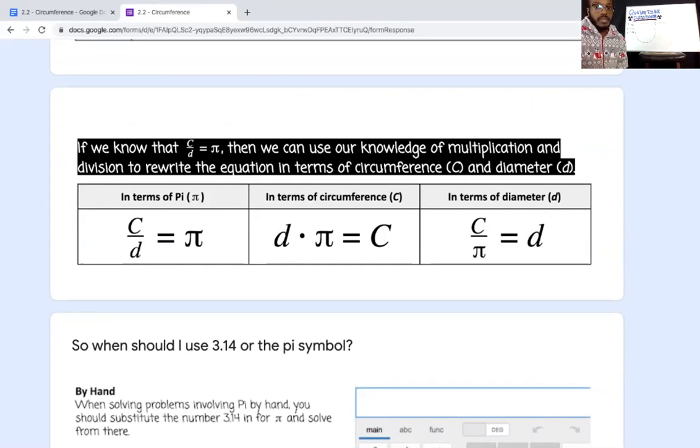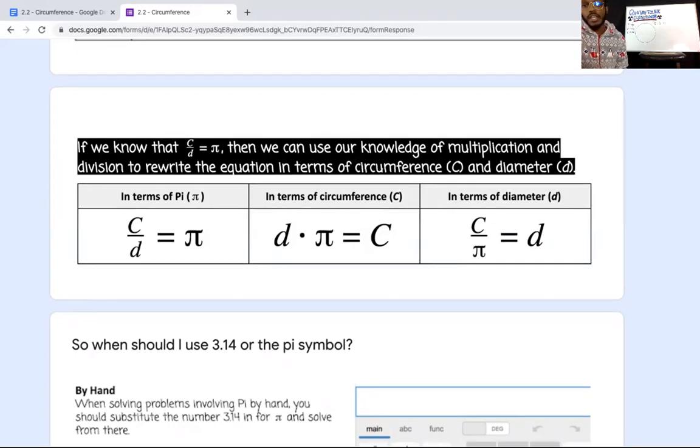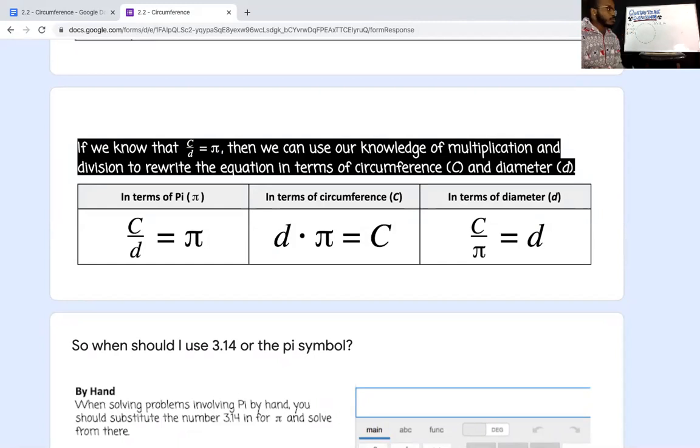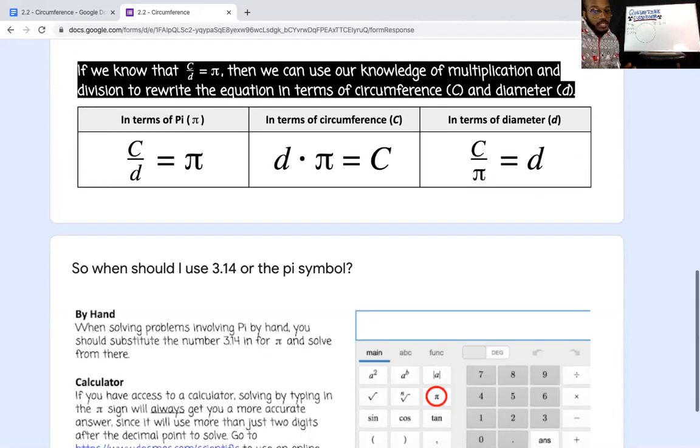Great. Or we could say c divided by pi equals diameter. Circumference divided by pi equals diameter, which is the other formula that we should have on here. Circumference divided by pi equals your diameter. You can use your multiplication and division properties, and this proves this.